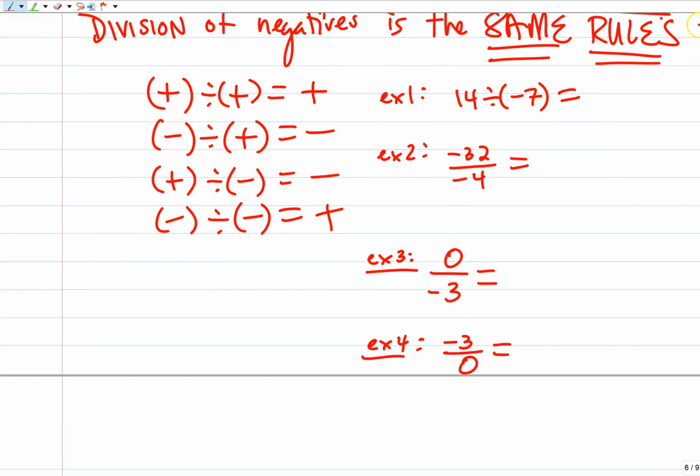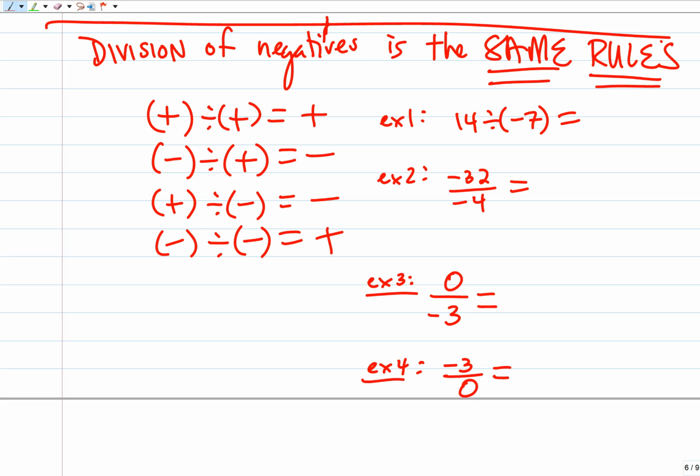Division of negatives is the same, meaning what? A positive divided by a positive is, freaking tell me that's negative, I'm going to be mad, right? This makes no sense. We've never done that before. 10 divided by 2 was always 5. I never needed to worry about the sign. Don't start changing the rules here, okay?